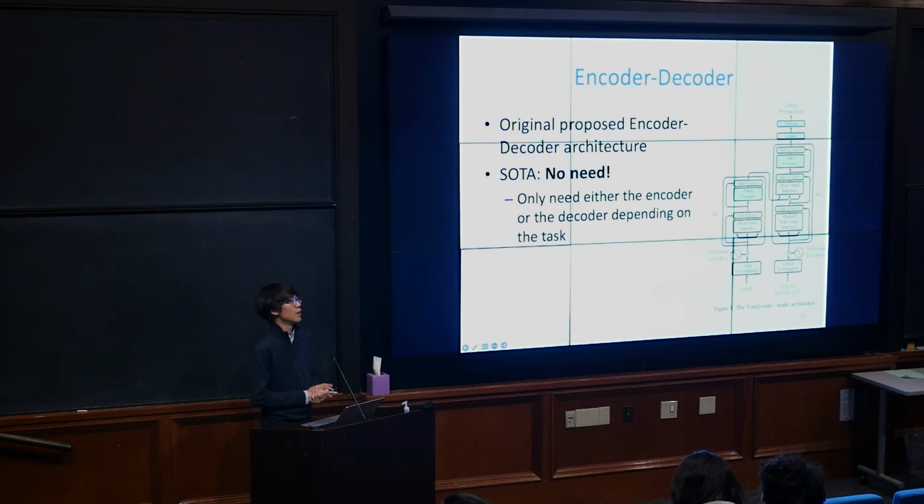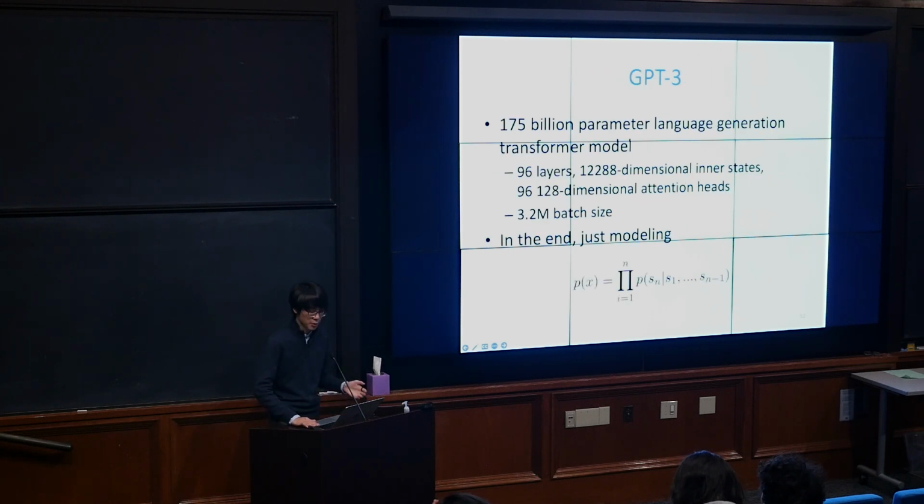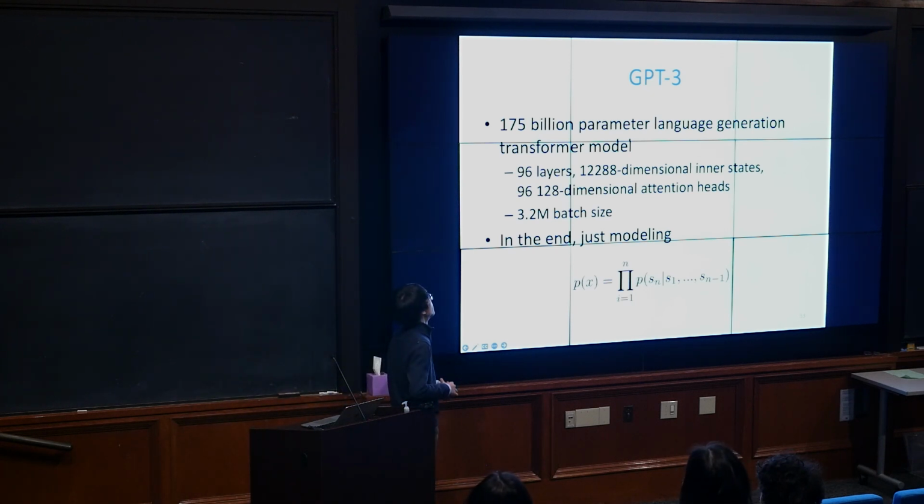Okay? All right, so I'm going to spend the next 3 slides just talking about GPT-3, which Jessica also mentioned, because this is like the biggest example of a transformer model beating everything else, right? So GPT-3 is a 175 billion parameter language generation transformer model. It is 96 layers, so 96 layers of these transformer blocks that I just discussed. The inner state is 12,000 dimensions, which is crazy if you think about it. And then it has 96 128-dimensional attention heads, right?